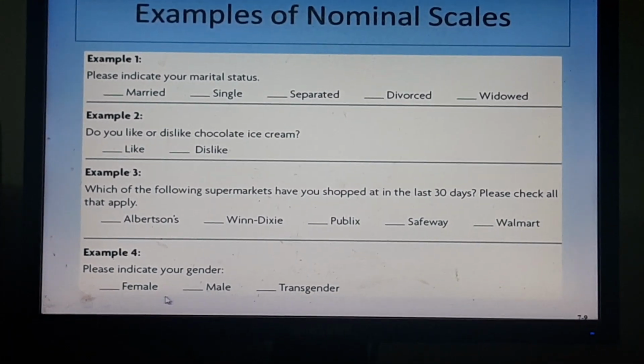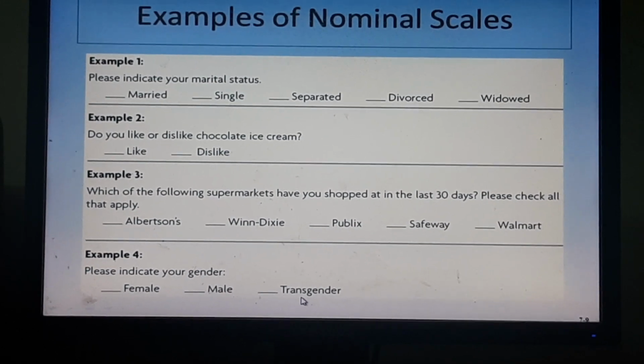Please indicate your gender: female, male or transgender.